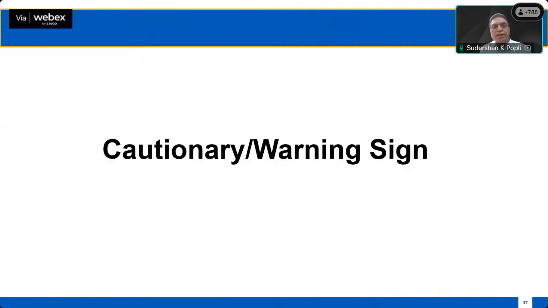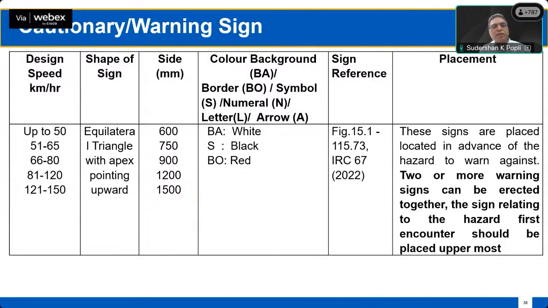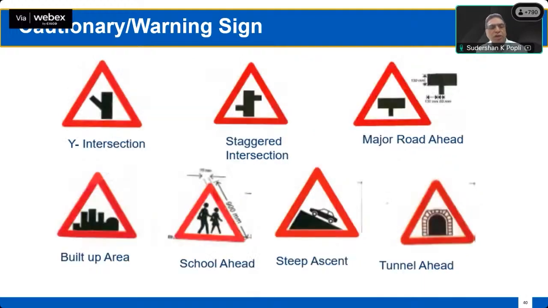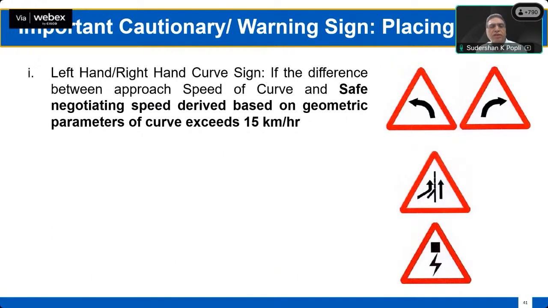Then cautionary and warning signs. As I said earlier, different dimensions are there, in IRC 67, 2012 and 2020. These are basically equilateral triangles with the apex pointing towards the hazard or the caution which the driver is to be given, and different dimensions are given. Two or more warning signs can be erected together, and the hazard which is encountered first should be placed uppermost. These are the different kinds of signs: left hand curve, right hand curve, reverse curve, median opening, man at work, rumble strips, airport, built up area, school zone ahead, staggering intersection, speed gradient, tunnel ahead. So these signs are placed.